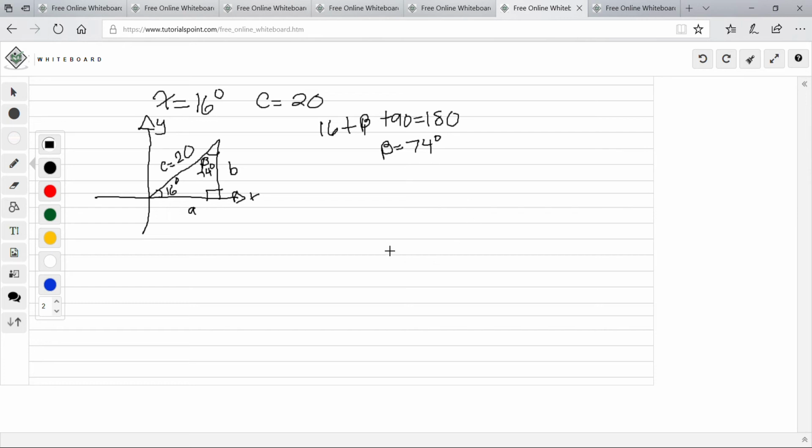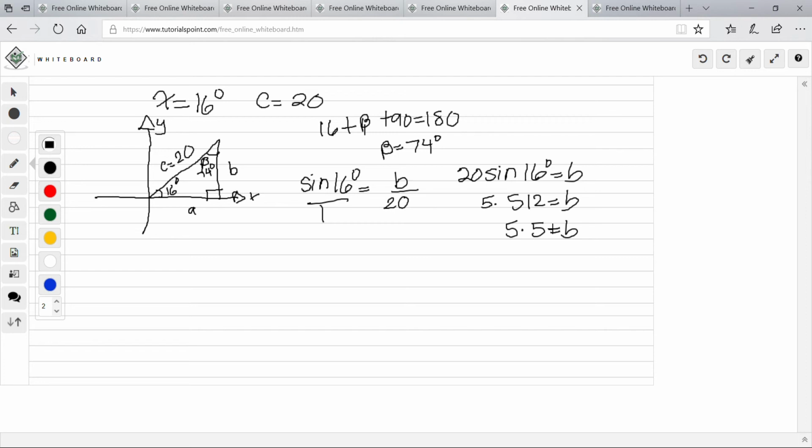Now let's find A and B. So I will do sine of 16 degrees equals y over radius. Here's our x, and here's our y. So our y is b, and our radius is 20. Put a 1 under, cross multiply, you get 20 sine of 16 degrees equals b. When you do the work, you should get 5.5112 equals b. I'll just round it to 5.5.